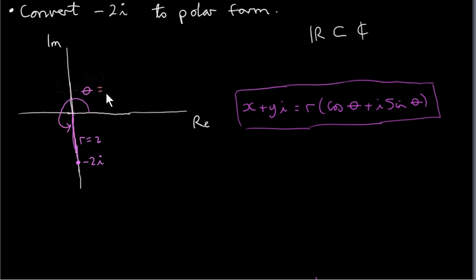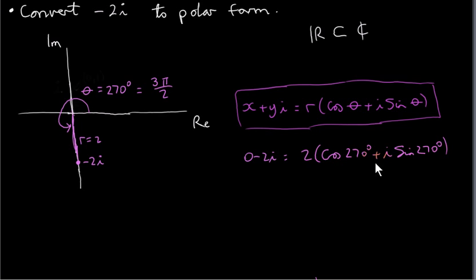And we need theta, which is measured anti-clockwise from the positive real axis. So theta is 270 degrees. Or if you want that in radians, it's 3 times 90 degrees, where 90 is pi over 2, so it's 3 pi over 2. Or if you like, it's 1.5 times 180 degrees, so it's 1.5 times pi radians. So we can write minus 2i, which is 0 minus 2i, as 2 times cos of 270 degrees plus i sine of 270 degrees. And if you want to check that, if you multiply 2 by the cos of 270 degrees, you should get 0. If you multiply 2 by the sine of 270 degrees, you will get minus 2.